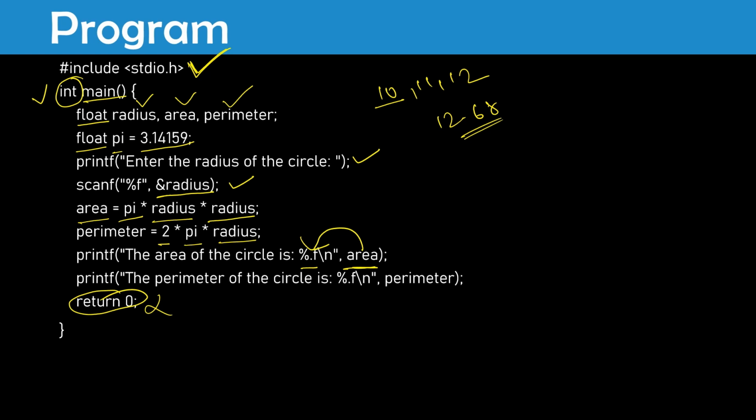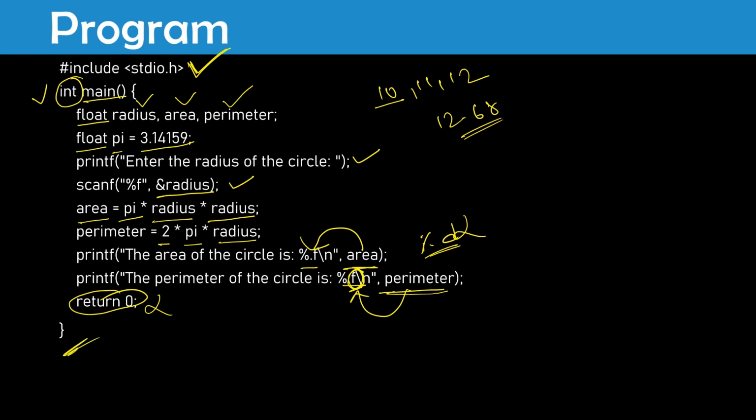Now coming to the perimeter of the circle, percentage f of perimeter. Because we are using float variables, we use percentage f here. If we are using integers, then we use percentage d. Okay, no issues. Percentage f, the perimeter value prints. That's it. The end of the program.